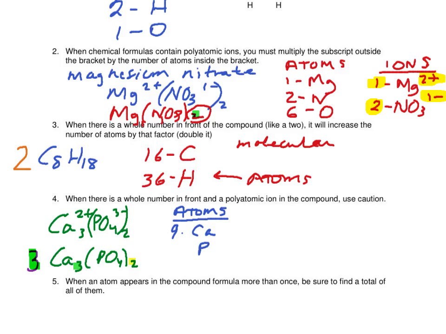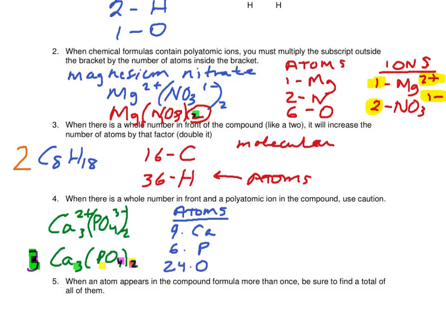There's a number of 2 outside. There's 1 phosphorus inside. So that would be 2 phosphorus per overall unit. Multiply that by 3. That would give you 6 phosphorus. Oxygen. There's 4 oxygens per phosphate ion. There's 2 phosphate ions, which makes 8, times by the 3 in the front. That's going to give you 24 oxygen atoms.